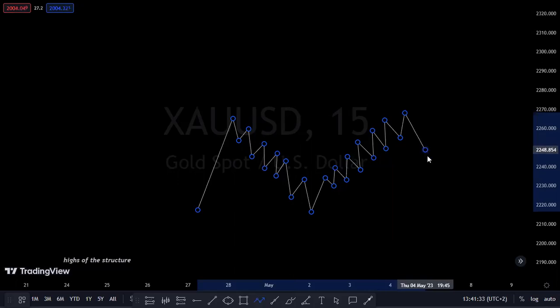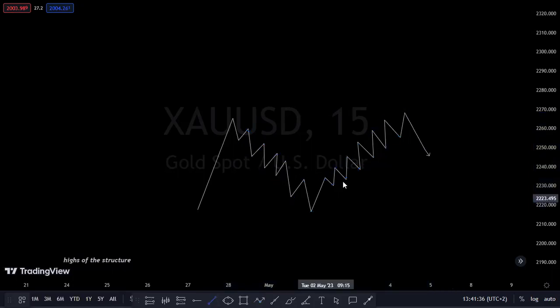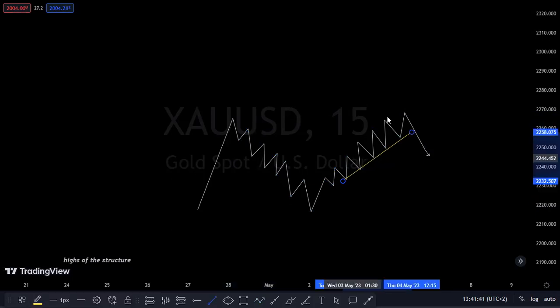And then obviously, let me show you what it will do. Because now, this is a structure that it will have created for you, which is what? An ascending structure. So we know from an ascending structure, price has to reverse to the downside.